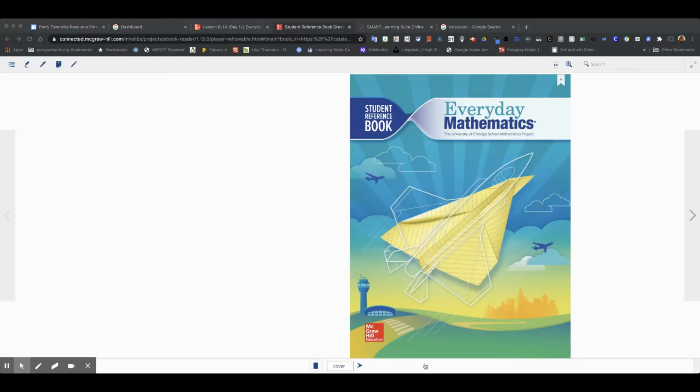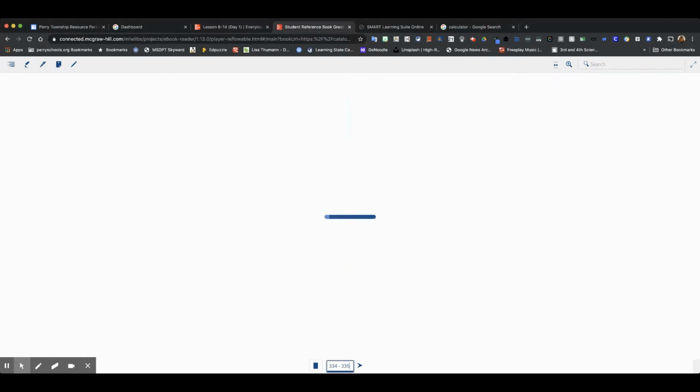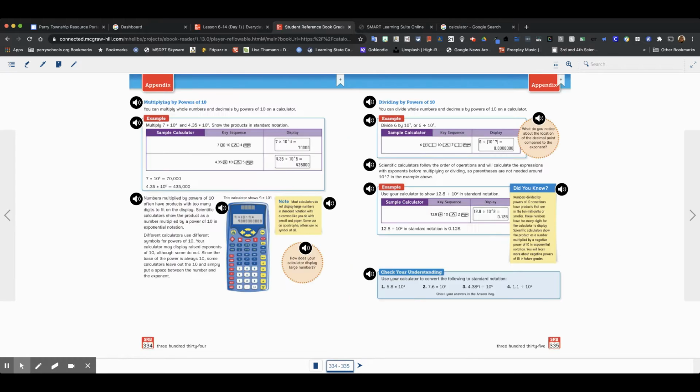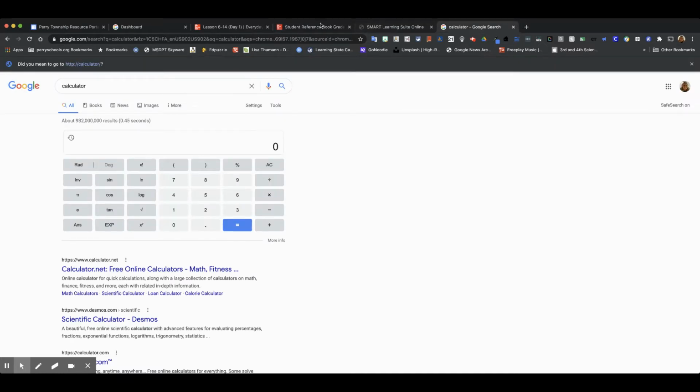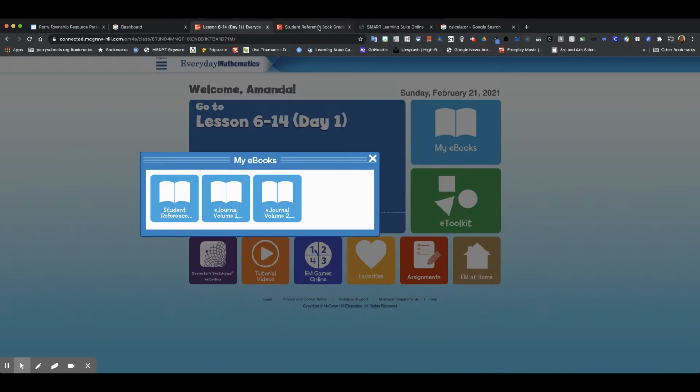So here's the student reference book. And remember, if we look back at our slide, 334 to 335. You can just type right here, 334, and enter. And here we have multiplying by powers of 10 and dividing by powers of 10. This goes step by step through using a calculator. If you have a calculator like this, fine. If not, you can use a Google version or a version on your Chromebook or a laptop, whatever you might have.